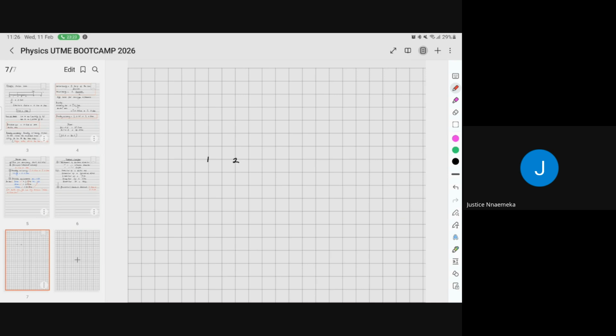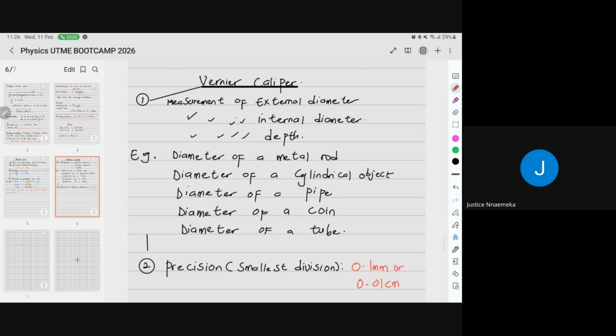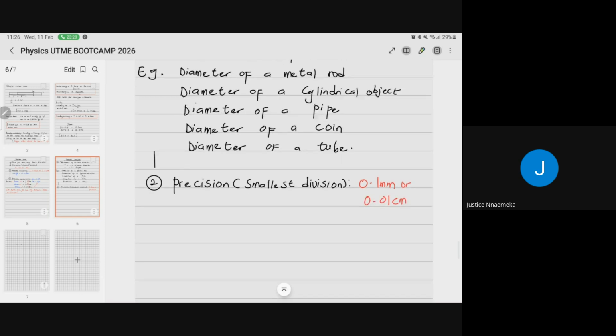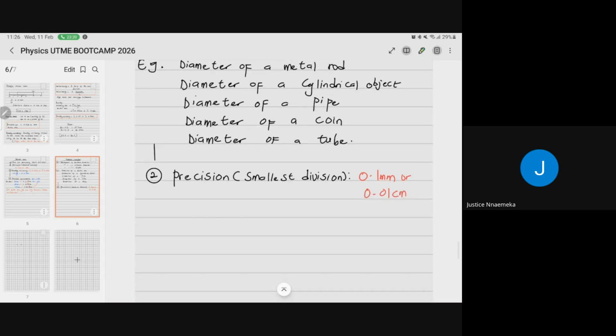So now, I've spoken about the precision. So now, who can give me the reading accuracy of this vernier caliper? Who can give me the reading accuracy now? From what I explained, what is the reading accuracy of a vernier caliper, when I taught you about reading accuracy and uncertainty? Nobody is talking. What is the reading accuracy from what I explained to you?